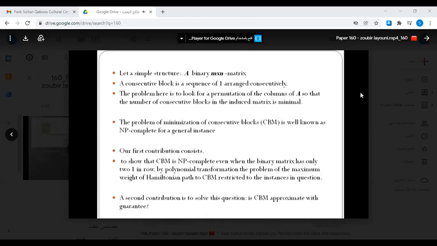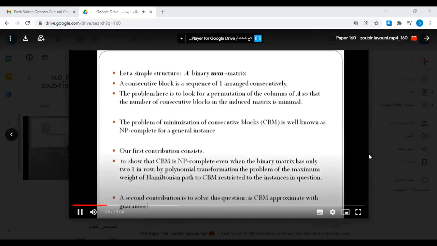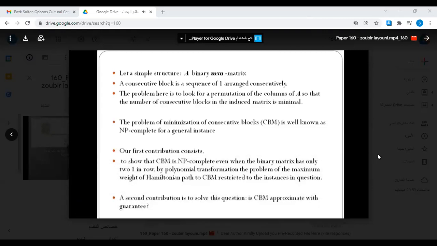Minimizing the number of consecutive blocks is well known as NP-complete for the general instance. Our first contribution consists of showing that CBM is NP-complete even when the binary matrix has only two ones in a row. By polynomial transformation, the problem of the maximum weight Hamiltonian path reduces to CBM restricted to this instance in question. Our second contribution is to solve this question: is CBM approximable with guarantee?